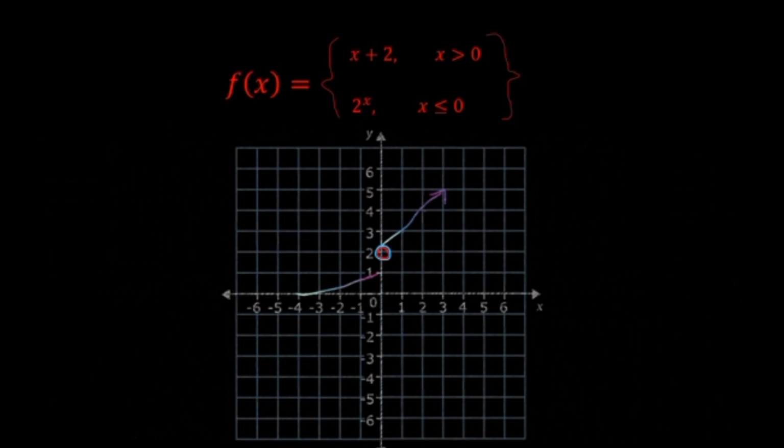That's a hole to indicate that the graph doesn't exist at that specific point 0, 2. Now it's pretty straightforward. It's just mixing up a few graphs to get cool results.